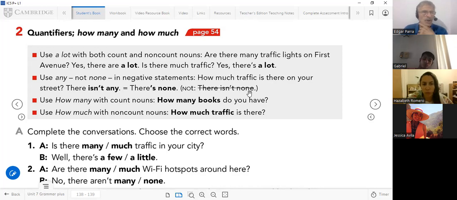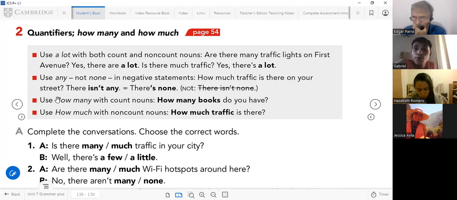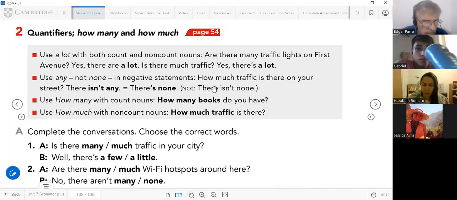Okay, Gabo, could you please read this one? Use how many with count nouns. How many books do you have? Okay, how many pens do you have? You can count 1, 2 pens. Okay, now can you please continue reading the next one, Gabo?